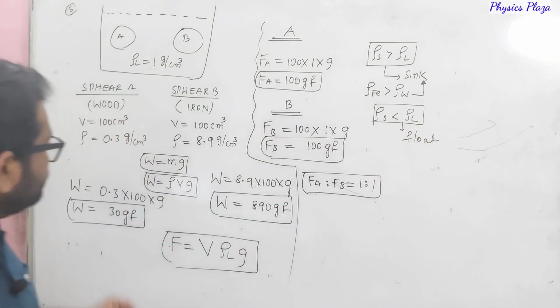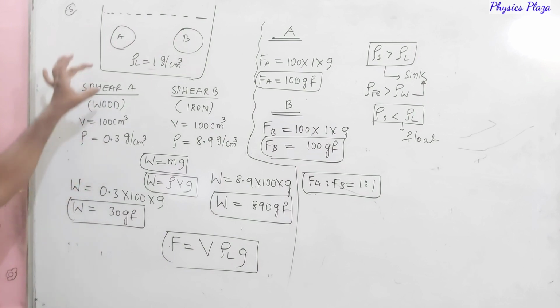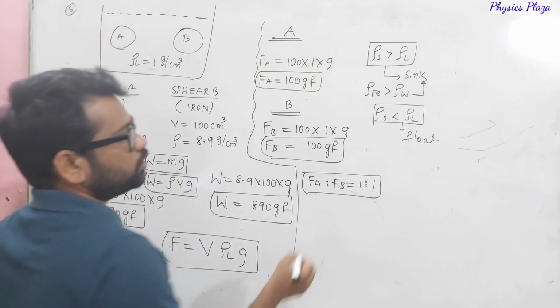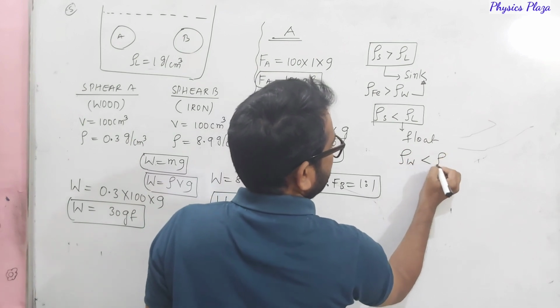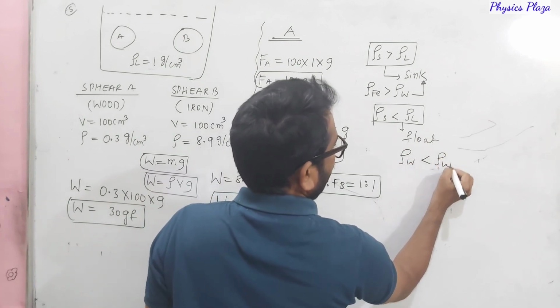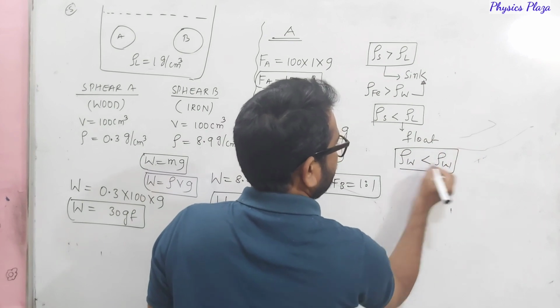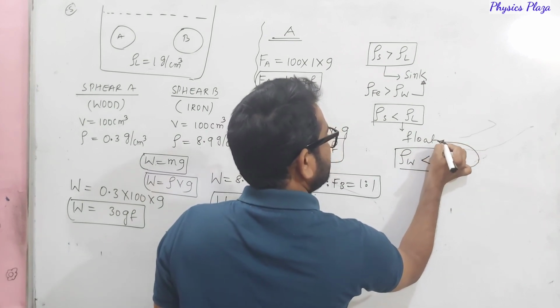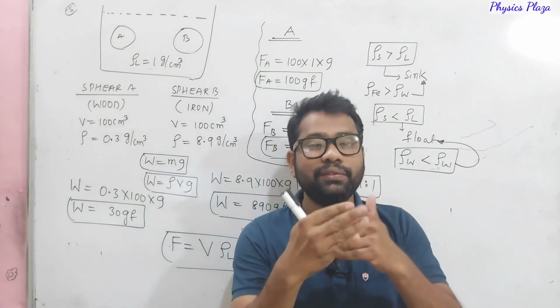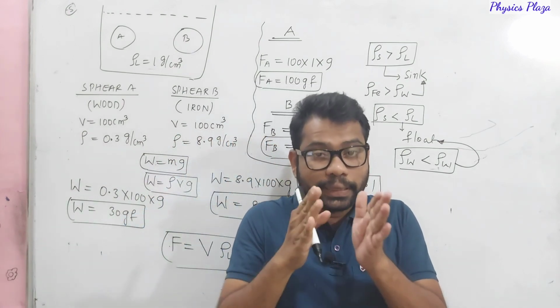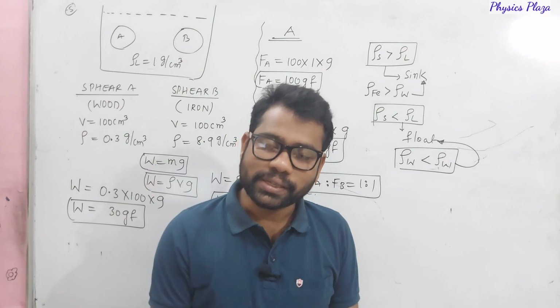So, in the given question, what is the density of the sphere made of wood? The density of wood is 0.3, which is less than the density of water. So, it will float. That's it. We are going to decide whether the sphere will sink or float based on the densities. Okay, children.